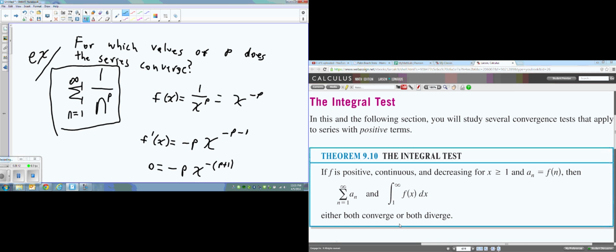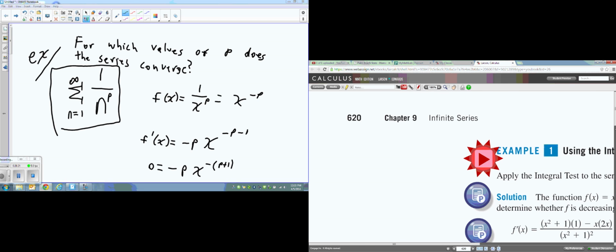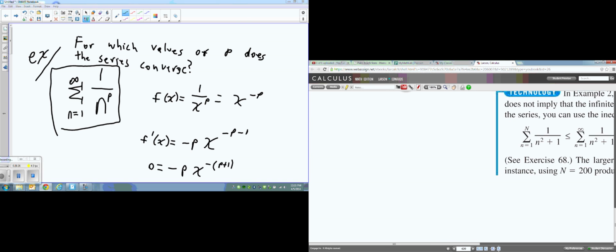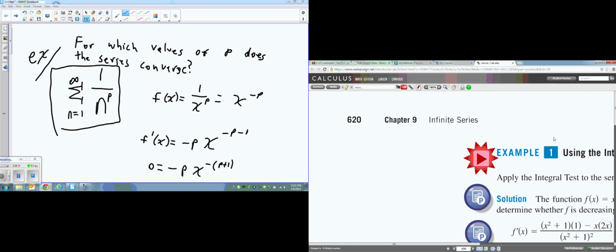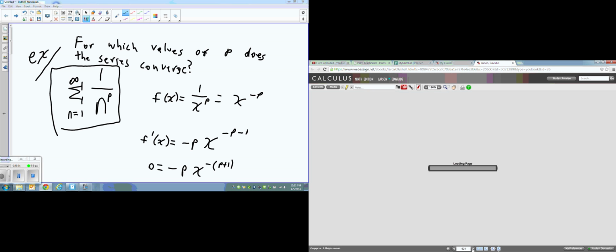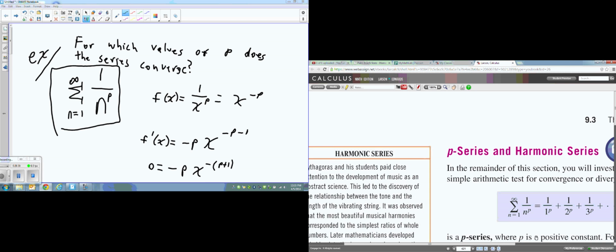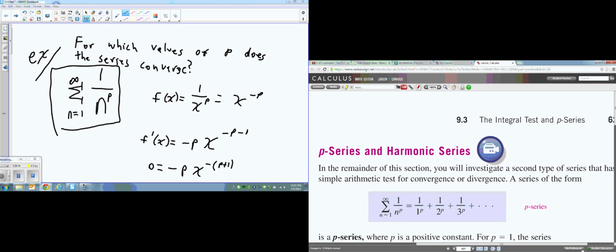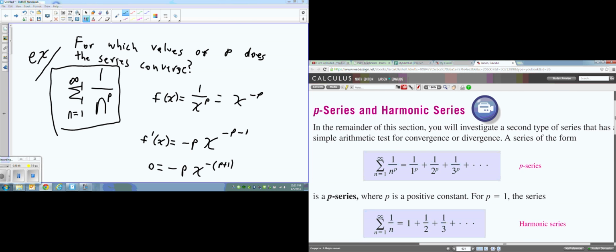So let's go back to our Larson and Edwards ninth edition. Go to the next page here. And here we have p series and harmonic series. Wrong page. Next page, sorry. Yeah, p series and harmonic series. All right, so here we have it. A type of series that has a simple arithmetic test for convergence. A series of this form.